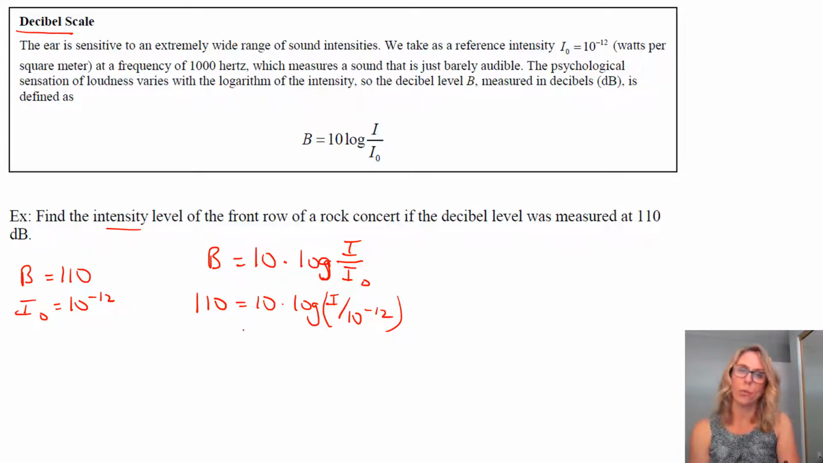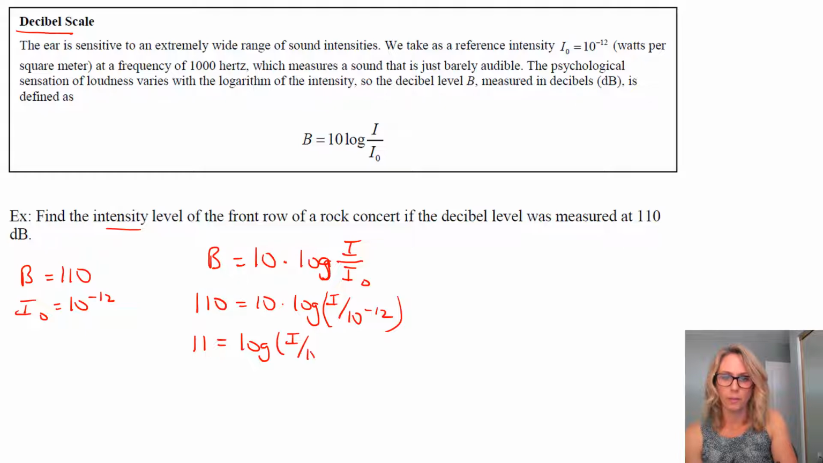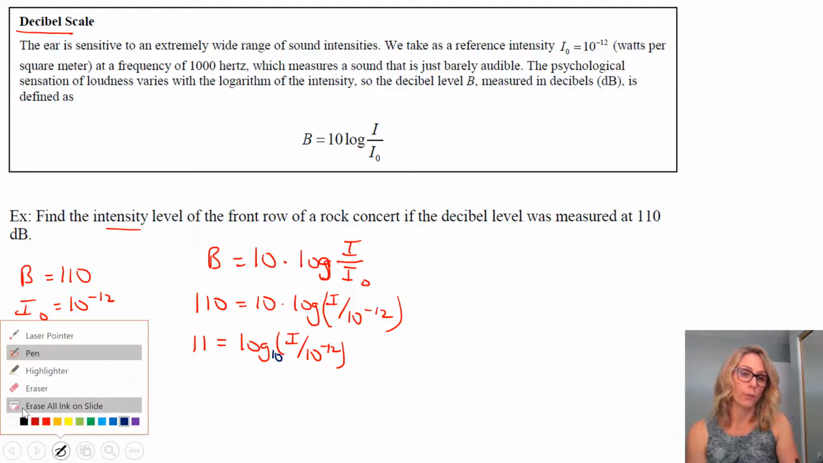A couple steps, we do want to get log by itself before we do anything else. So we're going to divide by 10. And that'll give us 11. And then we have our log of I over 10 to the negative 12. But we don't want to forget, like before, we've seen this a lot today, but just a reminder, we do have base 10 here. So this allows us to do our rewrite.